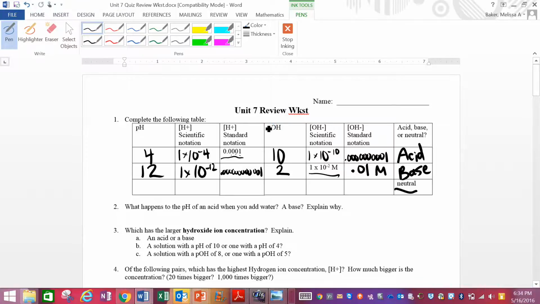If something's neutral, that's our only hint. The pH is 7, which means this would be 1 times 10 to the minus 7th. 6 zeros, and then a 1 for the standard notation. pOH would also be 7. Hydroxide ion concentration would also be 1 times 10 to the minus 7th. And 6 zeros and a 1.